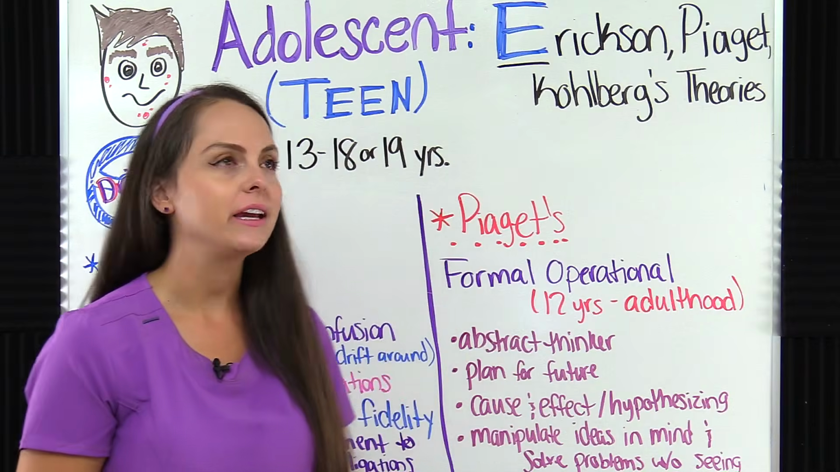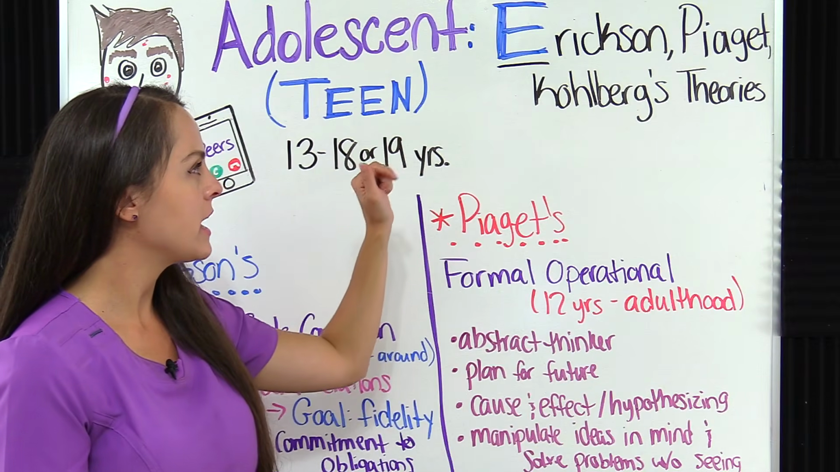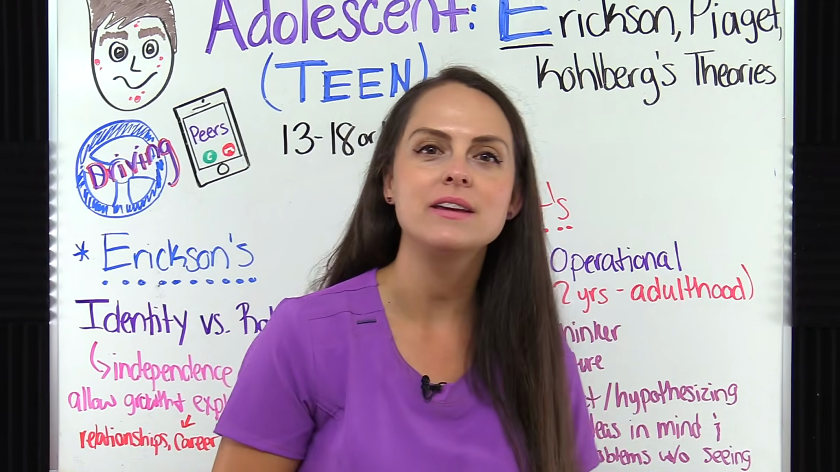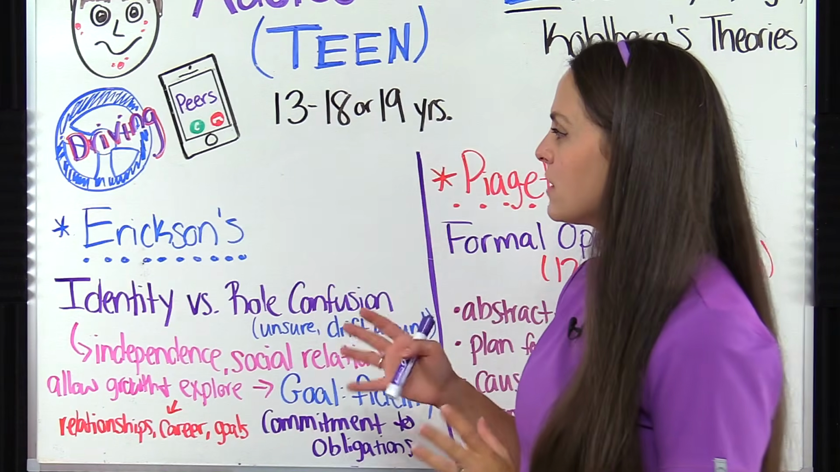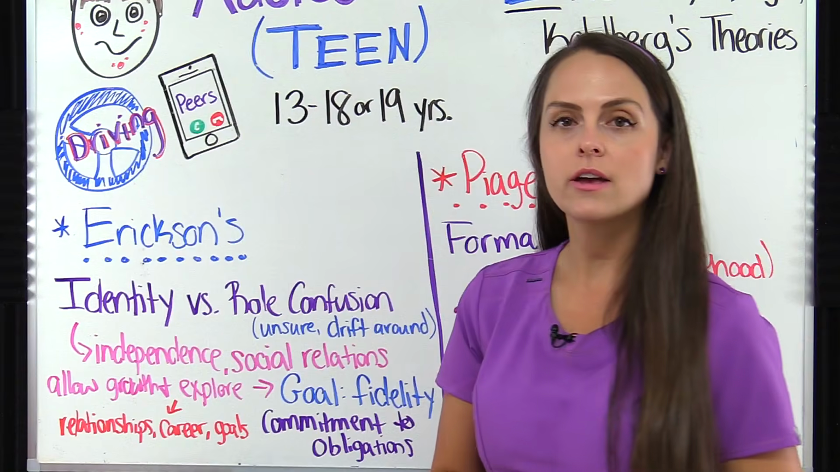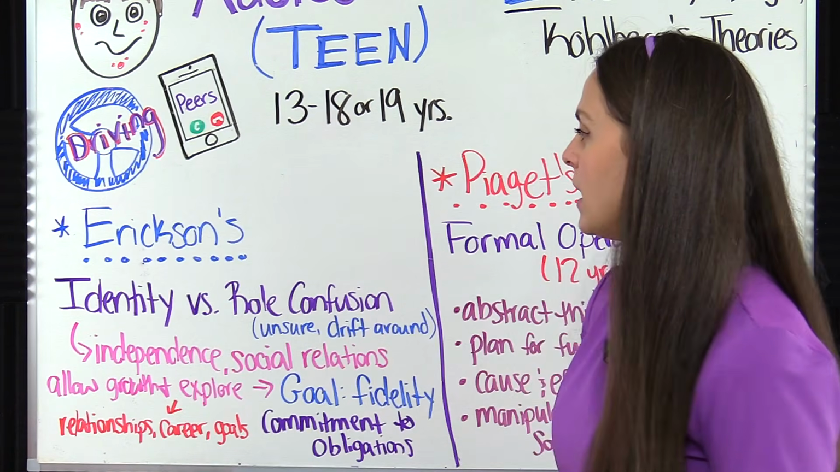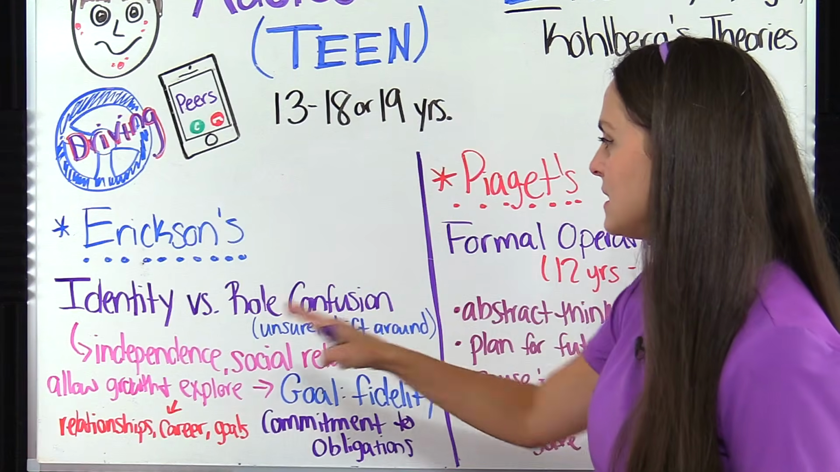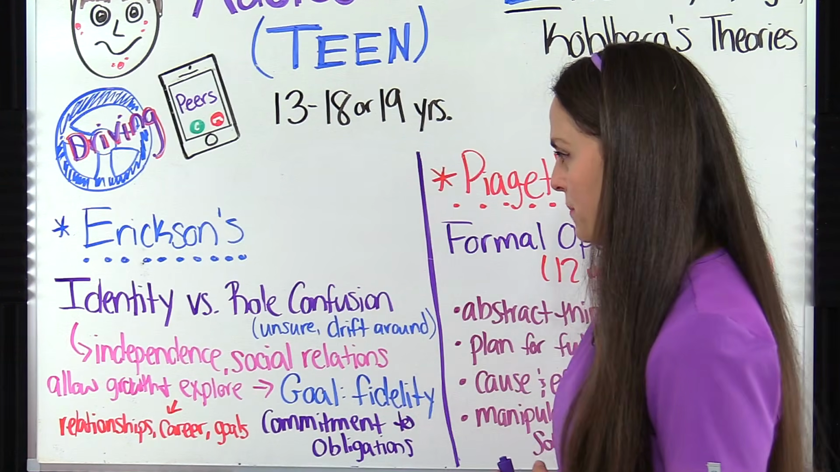Next, we have our other E for Erickson's, Piaget, and Kohlberg's theories. So for exams, you definitely want to be familiar with these theories for the adolescent. First, I want to talk about Erickson's psychosocial development theories. So the stage that the adolescent is in that you need to remember is identity versus role confusion.